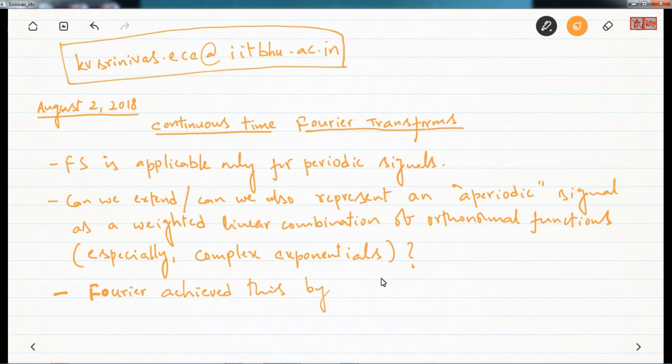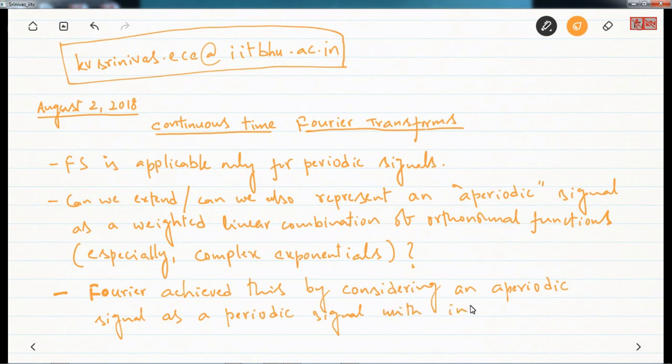So Fourier achieved this by considering an aperiodic signal as a periodic signal with infinite period, with its fundamental period equal to infinity. This is the most important concept of Fourier transforms.